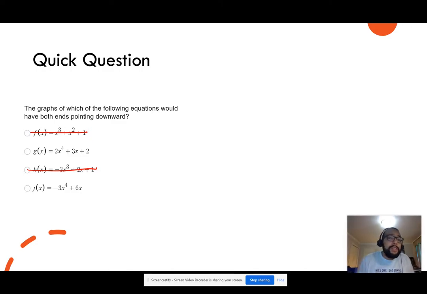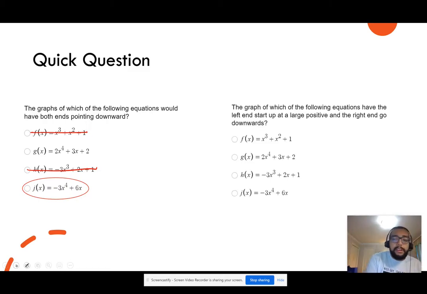And if the leading coefficient is negative, that means that both ends are going to point down. So similar scenario, but with a different question. We want the left end to start up at a large positive, then go all the way down with the right end going down. So again, the left end and the right end are going in opposite directions.